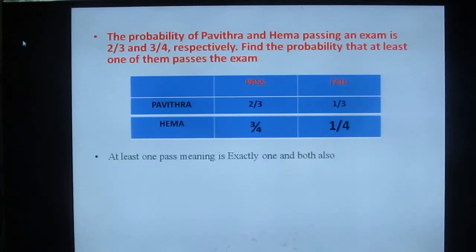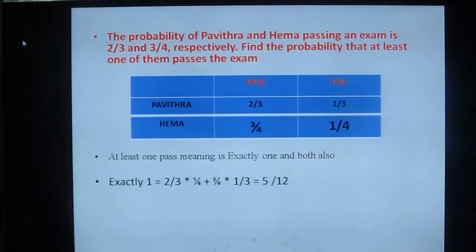Okay. Let's go to this one. Exactly 1. First let us find exactly 1, as we have got the answer in the previous case. That is diagonal multiplication. If Pavitra passes, Hema has to fail. If Hema passes, Pavitra has to fail. That is, diagonally you have to multiply. 2 by 3 into 1 by 4 plus 3 by 4 into 1 by 3. So the answer is 5 by 12. This is exactly 1. Now you have to go for both also.